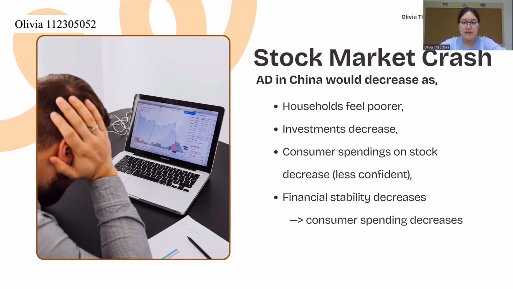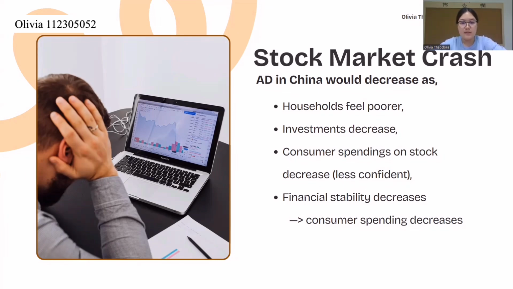And the second factor is investments. When a stock market crash happens, it would be more expensive for people or firms to invest in a company. This may happen because when the prices of the stock decrease, the company would sell one share for a lesser percentage of the company. This then would lead to a decrease in investments, making the aggregate demand decrease.